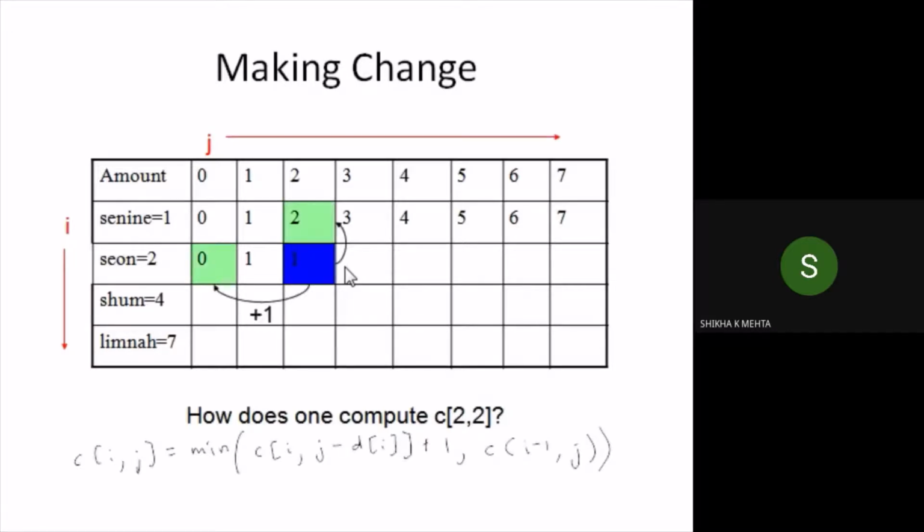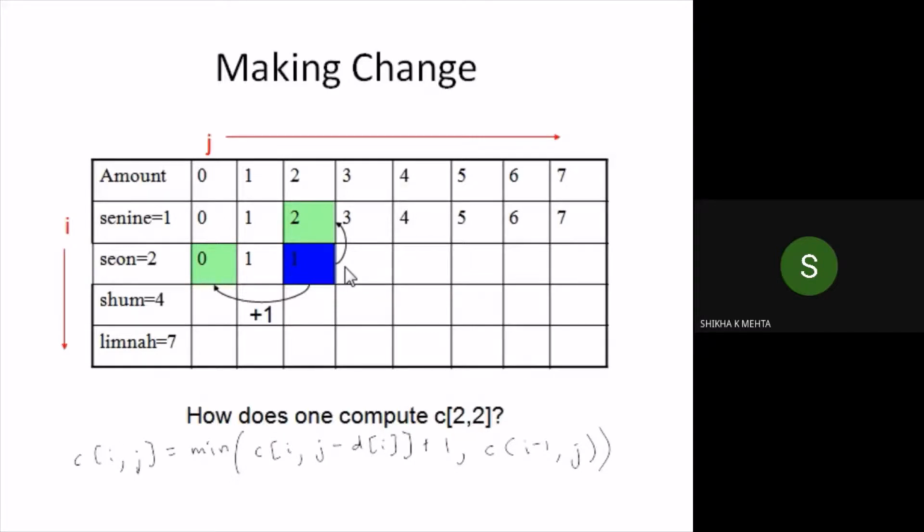Now if we apply this formula, i is equal to 2 and j is also equal to 2, and we have to take the minimum. What is C[i, j minus d of i]? What is d of i? That is the initial value, that is equal to 2, right? So j is 2, di is 2, this is 2 minus 2, 0, right? So C[2, 0]. When we take C[2, 0], this becomes 0 plus 1, so we get a value of 1 over here.